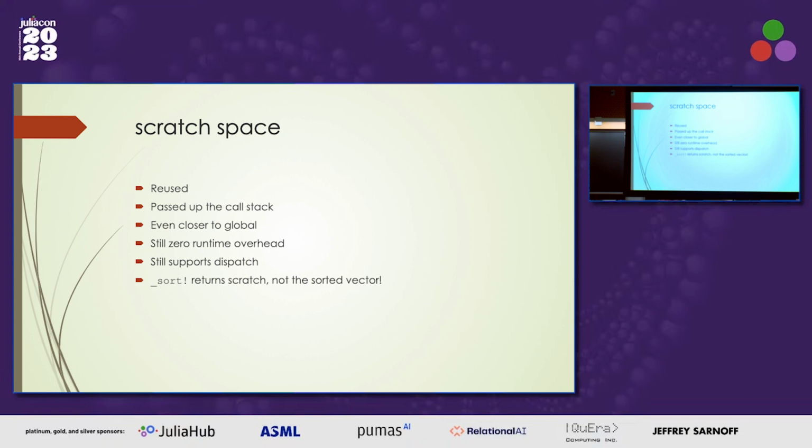not the sorted vector. Does it always return scratch space or keyword? It only returns scratch space. Maybe it should also return keyword.